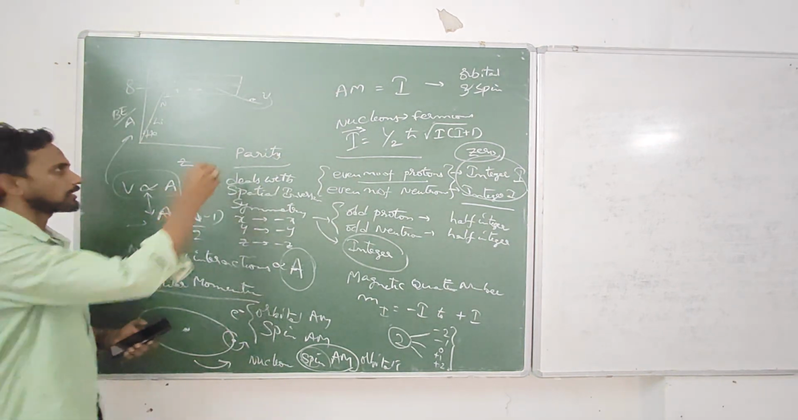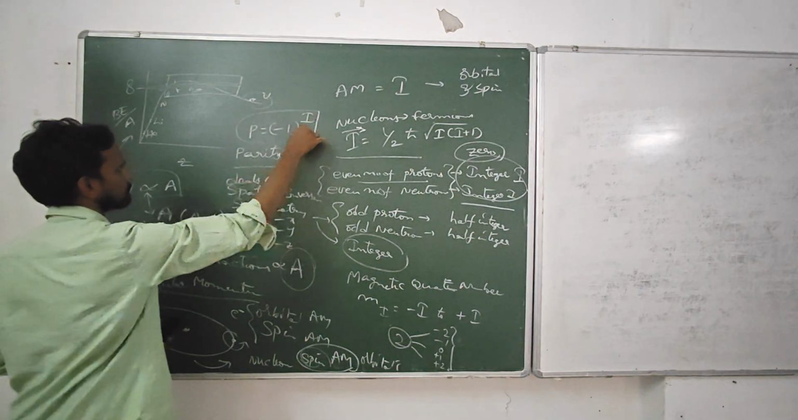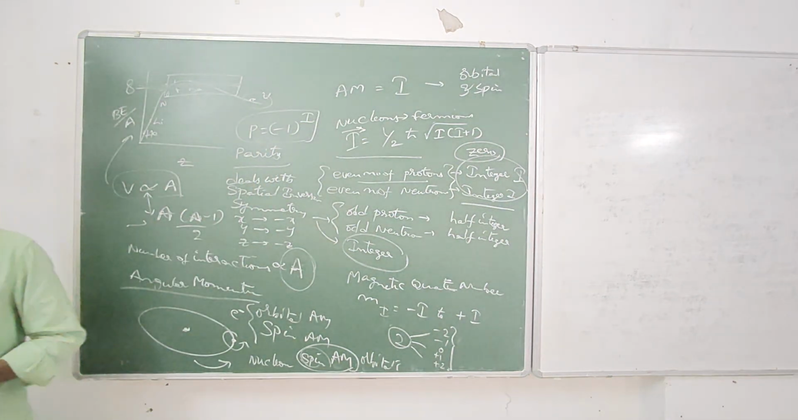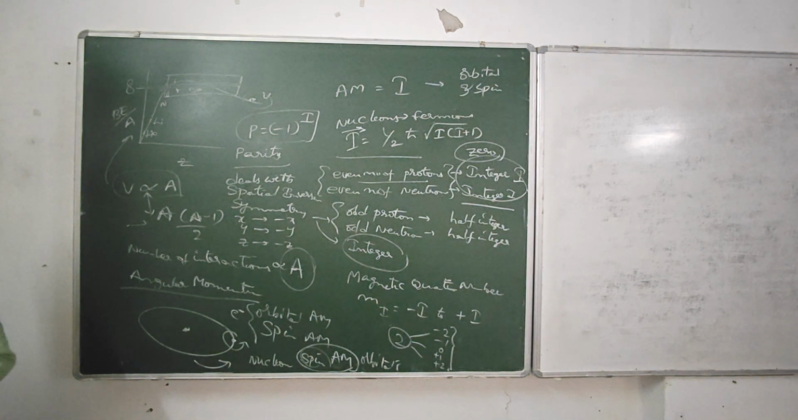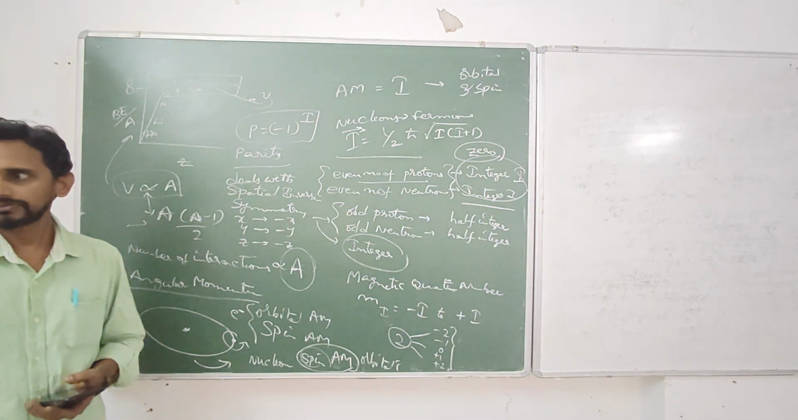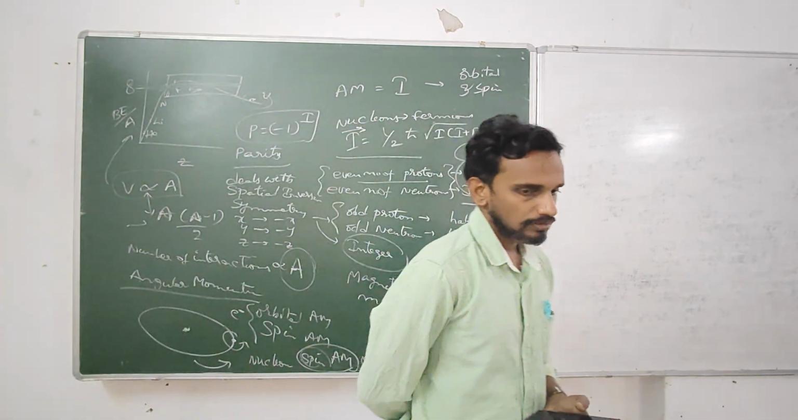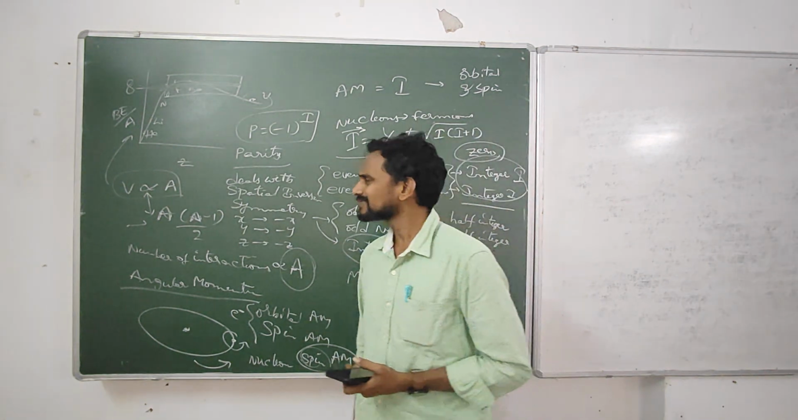And it is ultimately controlled by P equals minus 1 to the power I, where I is the total angular momentum of the nucleus. If it is odd, you will get odd parity, that means the sign changes upon inversion. If it is even, you get even parity, the sign does not change. So we'll see a simple example.